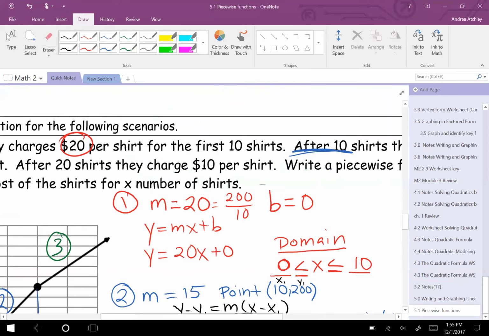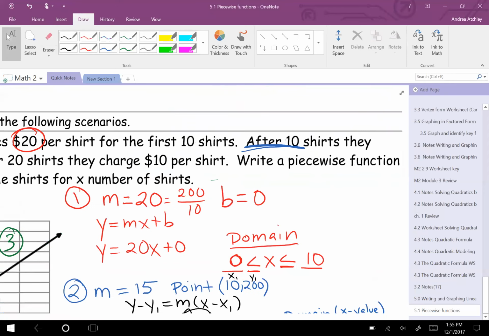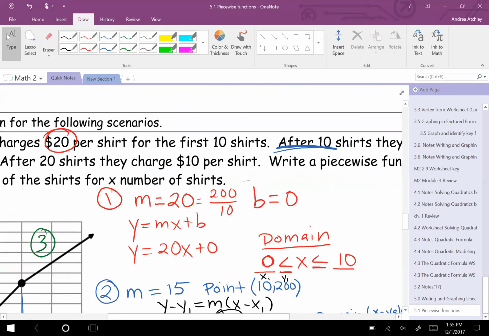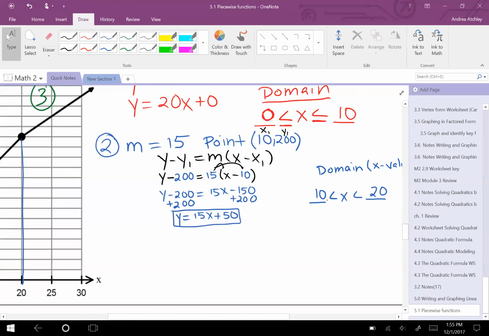At 10 shirts, how much is that? Am I paying for that 10th shirt? Am I paying $20 or 15? 20. It says right here after 10. 10's not after 10. So on the 10th shirt, I'm still paying $20. So you don't have an equal sign here. You just have a less than sign.